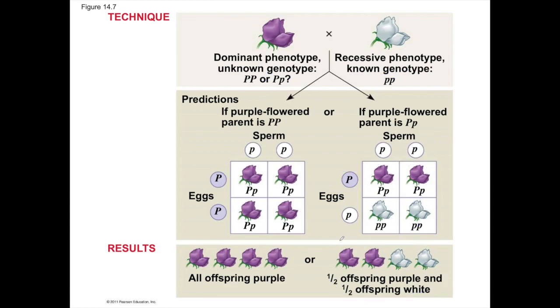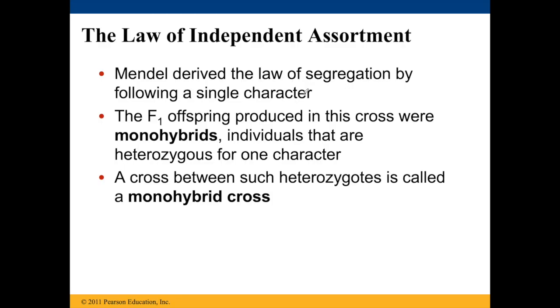So this is a test cross. You take the unknown dominant, you mate it to the recessive, and you look at the kids. If every single kid is a dominant phenotype, then you know the parent had to be homozygous dominant. If half of the kids are dominant and half of the kids are recessive, then you know that parent had to be a heterozygote. The genetics experiments we've been talking about so far is what Mendel started with.